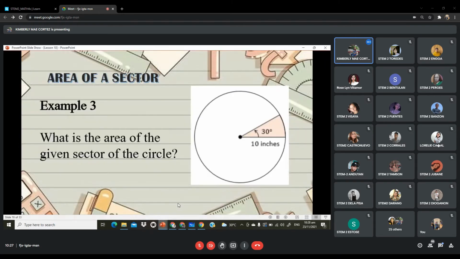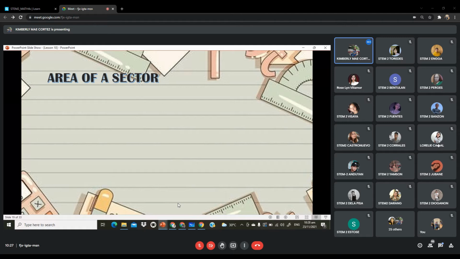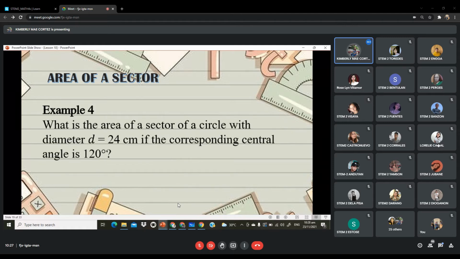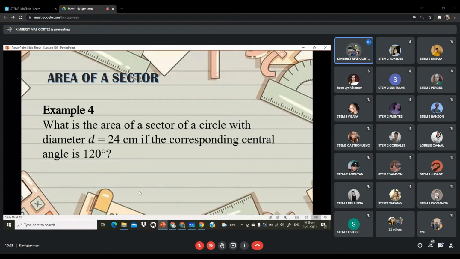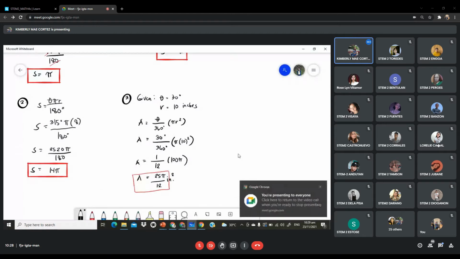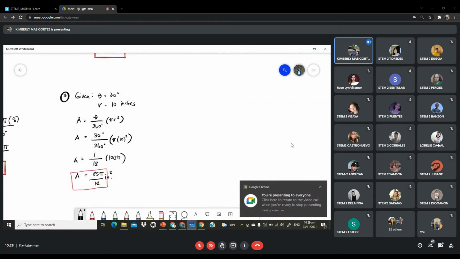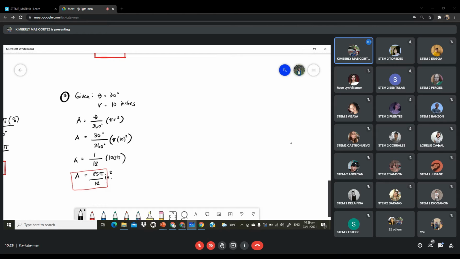Next, example number 4. What is the area of a sector of a circle with diameter equal to 24 centimeters if the corresponding central angle is 120 degrees? Since the formula uses the radius, and the radius is half of the diameter, we divide by 2.